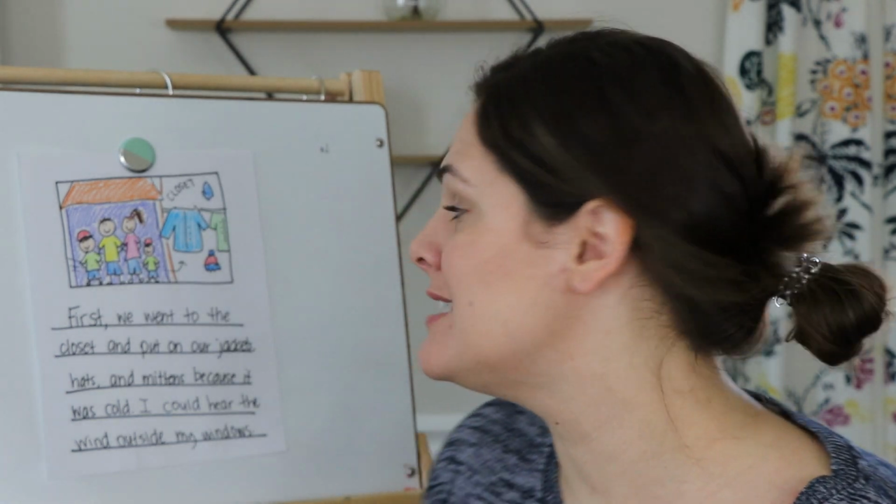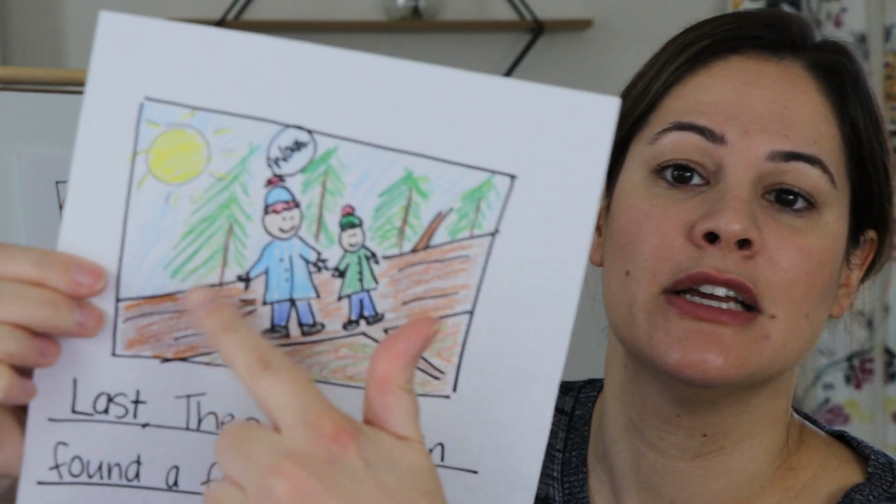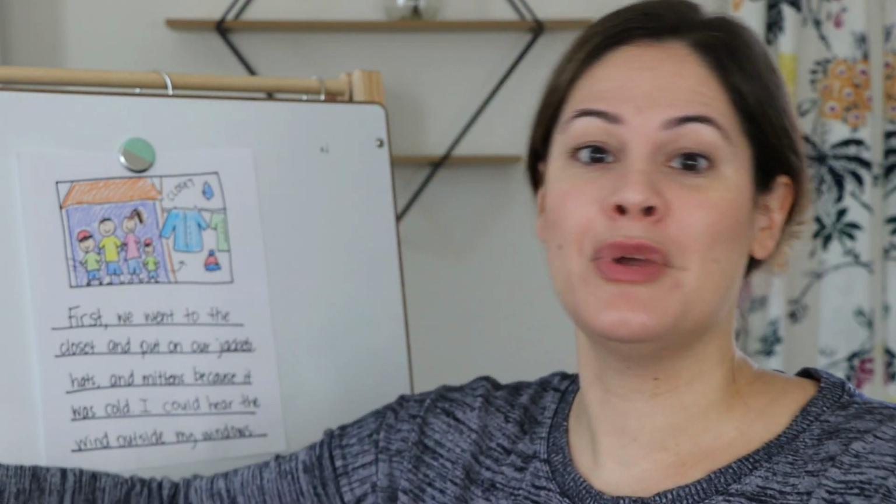So there I went ahead and I added another detail about this day. And what's cool about that detail is actually when I think about the last page, and remember how I added Theo saying, whoa, and I was thinking that I didn't want them to fall off, I wanted them to go slowly. That's because it was so windy. So it was cold and windy and they were trying to balance on that log.